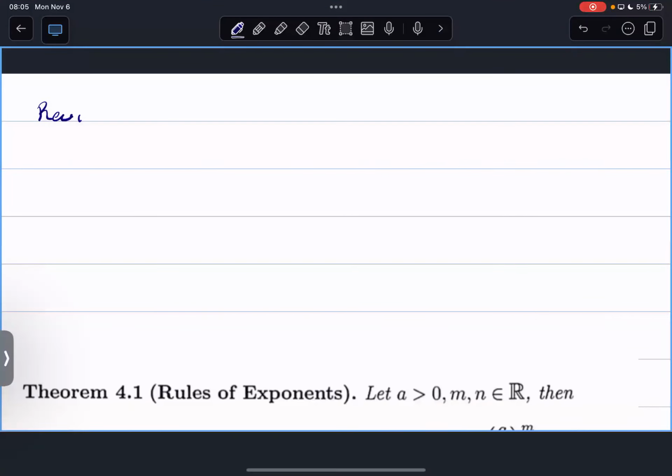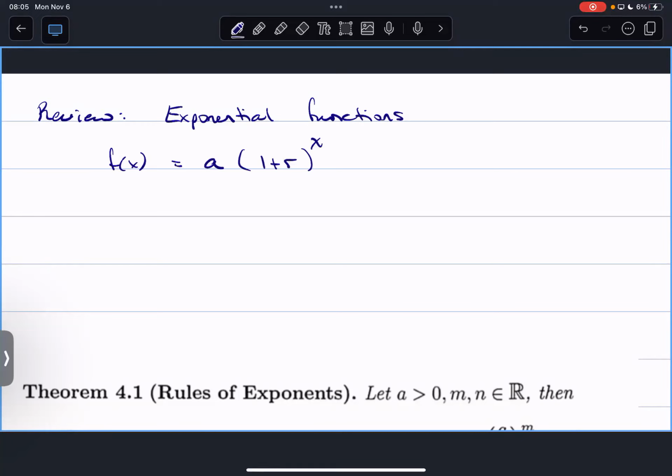All right, a little bit of review. We got to start exponents finally. Exponential functions on Friday. It's just a little blip of a class though. Exponential functions are things like if we have f of x is equal to a times 1 plus r to the power of x. It's when the variable is in the power, or in the exponent.